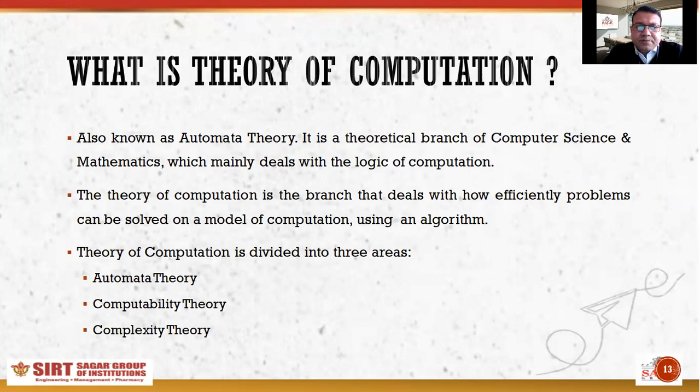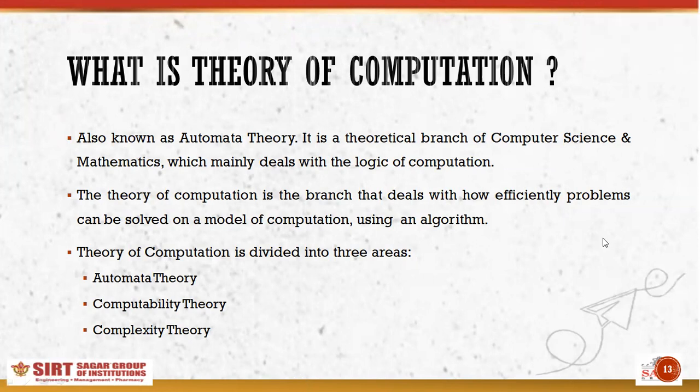Now, what is theory of computation? Theory of computation is also known as automata theory. It is a theoretical branch of computer science and mathematics which mainly deals with the logic of computation. Whatever computation we are performing with the help of a computer, the logic of that computation is dealt with by this automata theory. The theory of computation is the branch that deals with how efficiently a problem can be solved on a model of computation. So we'll be discussing the model of computation here, which will help to solve the problems which can be solved with the help of computers.